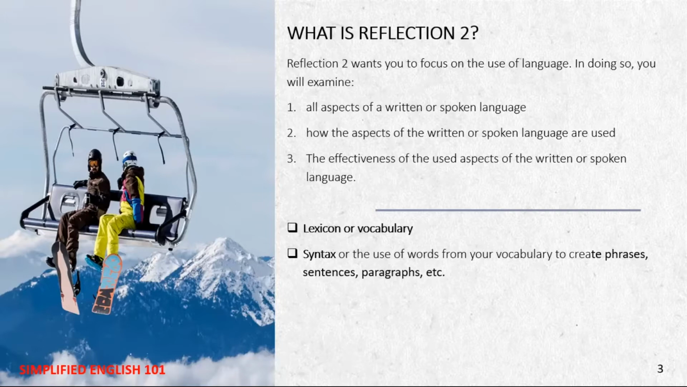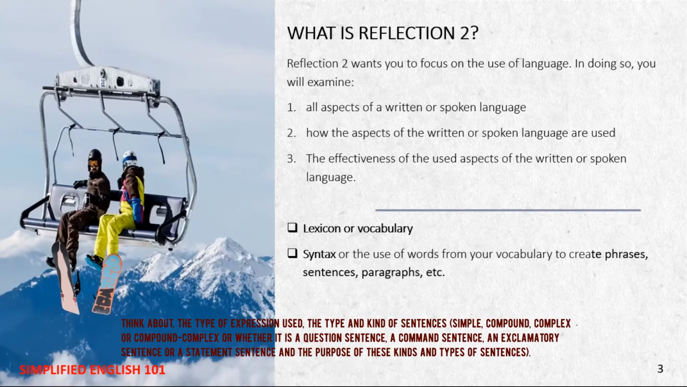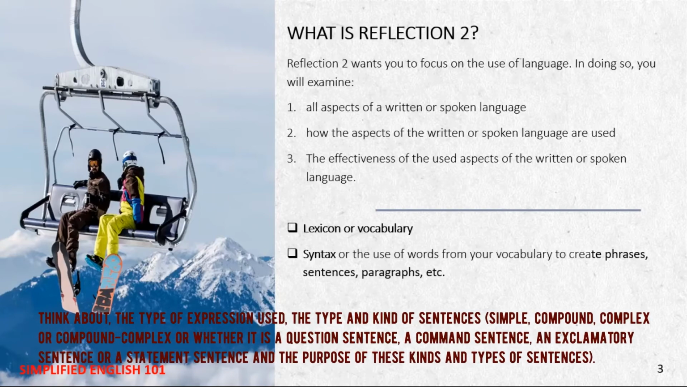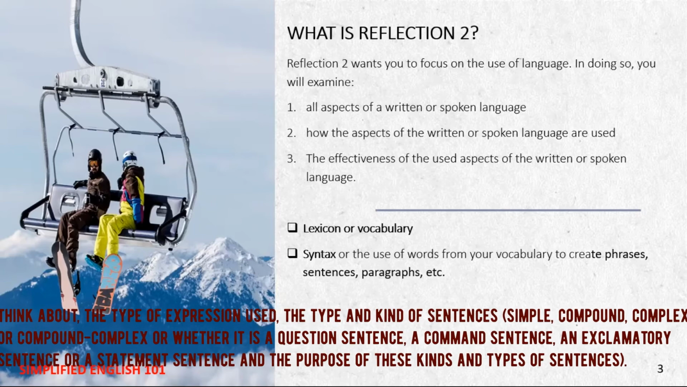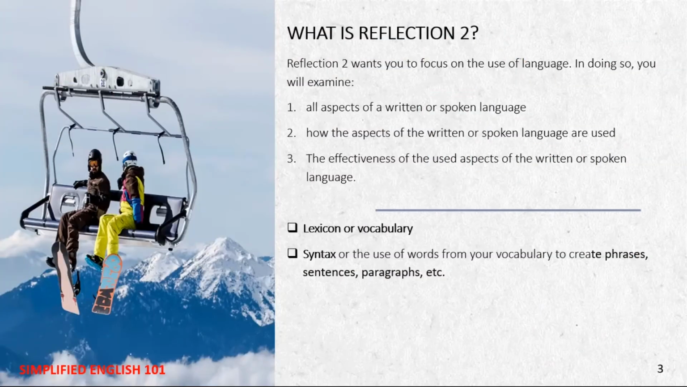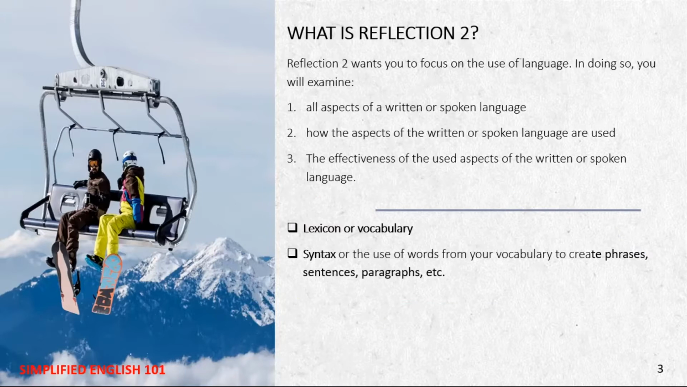So when you select your artifacts, you want to think about the type of expression used, the type or kind of sentences used, whether simple, compound, complex, or compound complex, or whether it's a question sentence, a command sentence, an exclamatory sentence, or a statement sentence. You also want to consider the purpose of these types of sentences. So now you know that there are two things that you look out for when looking at your artifacts. These are two aspects of the language that are used by these creators that you need to pay attention to.